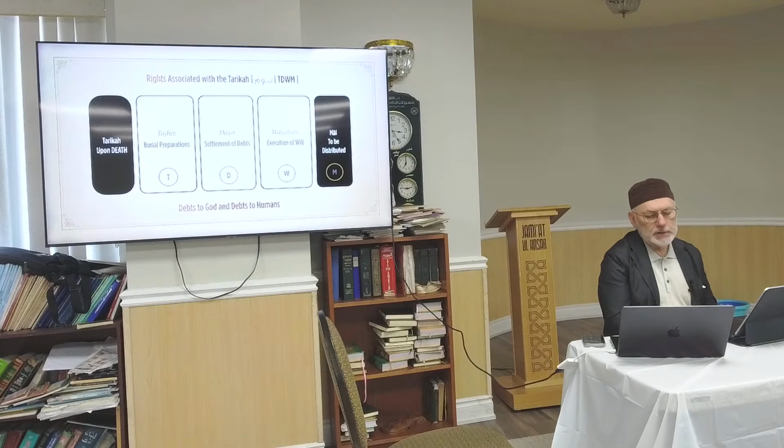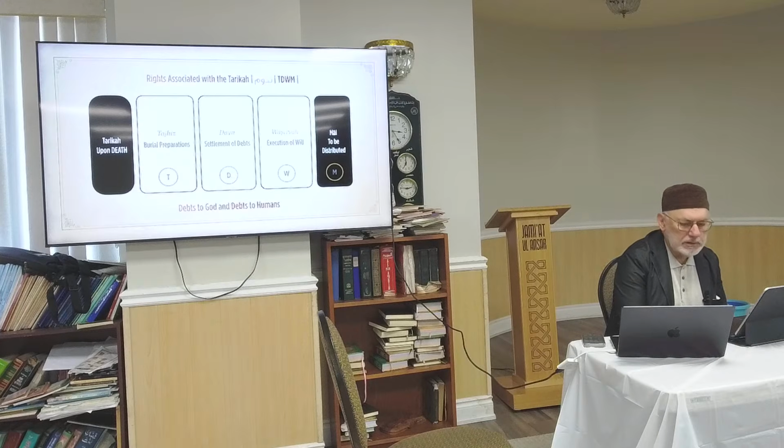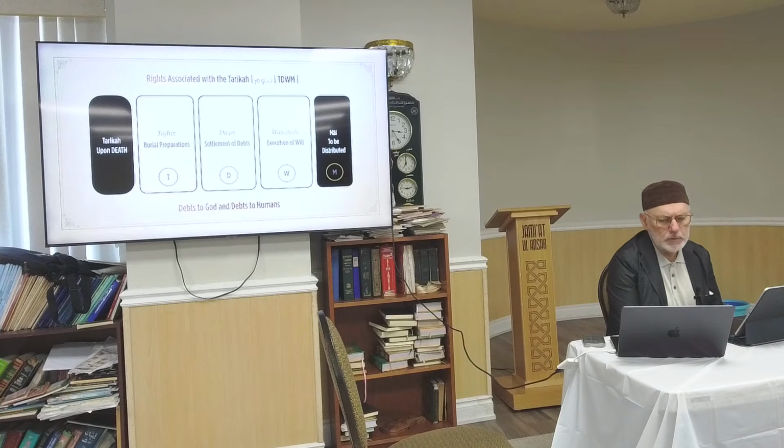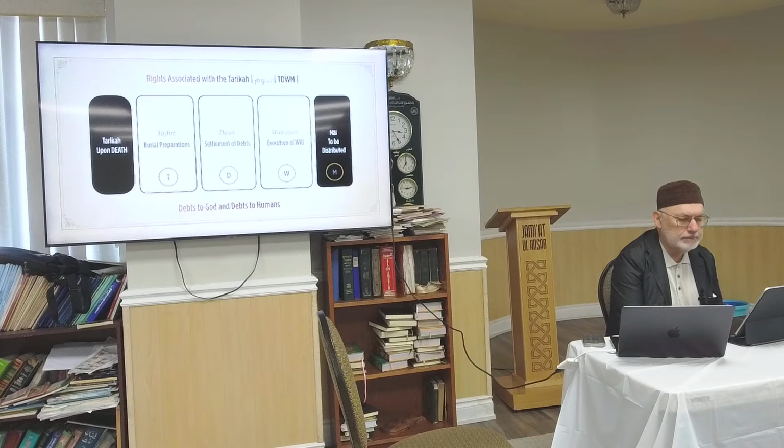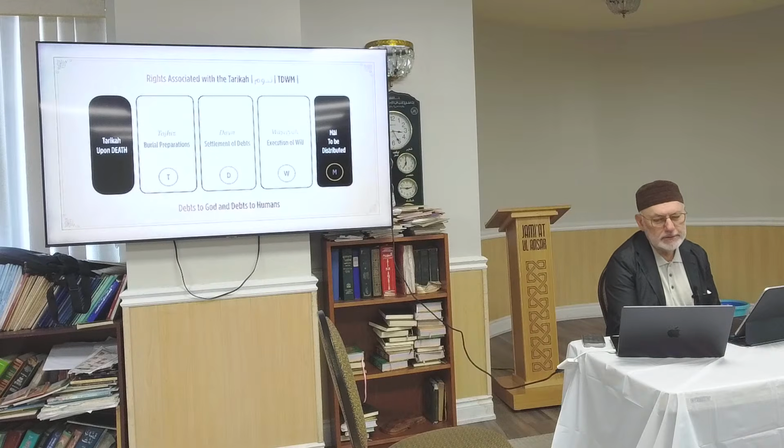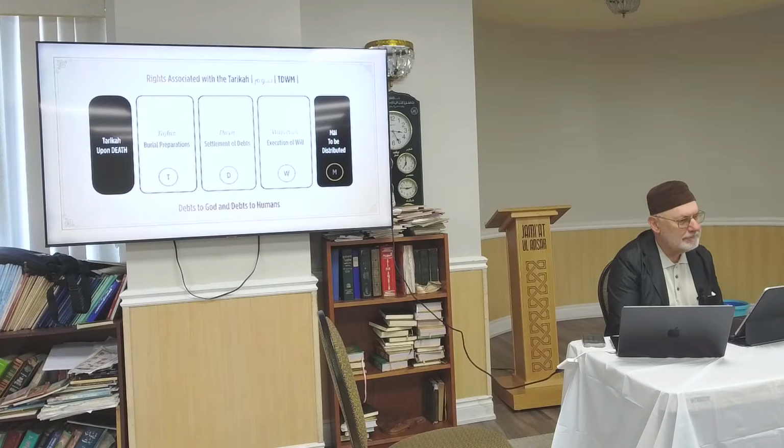So there's a specific sequence of claims that must be satisfied first. One might think, okay, tajheez, burial preparations, and then dain, settlement of debts, and wasiyah, execution of will. But no, the scholars of fiqh, they like to spice things up.